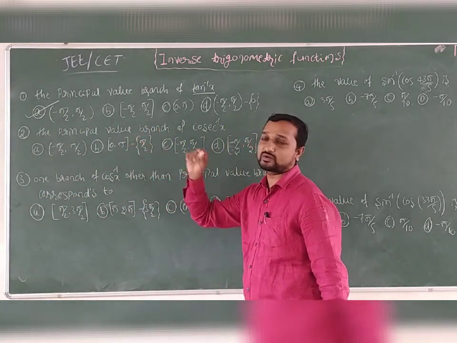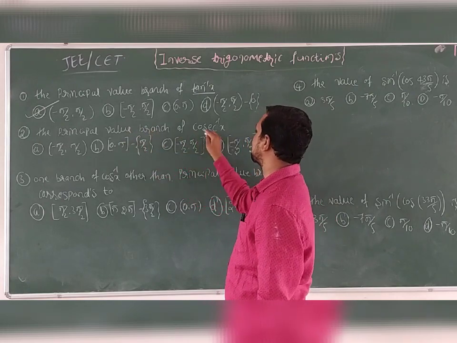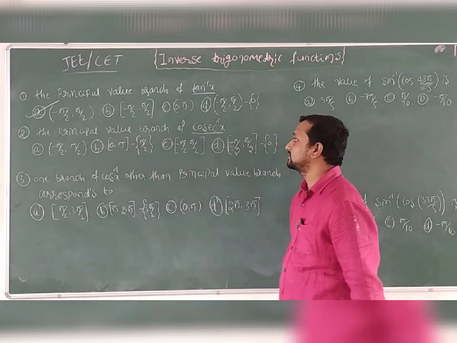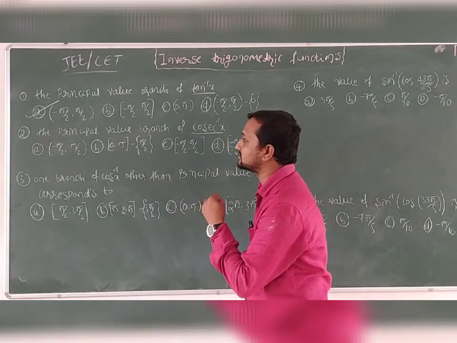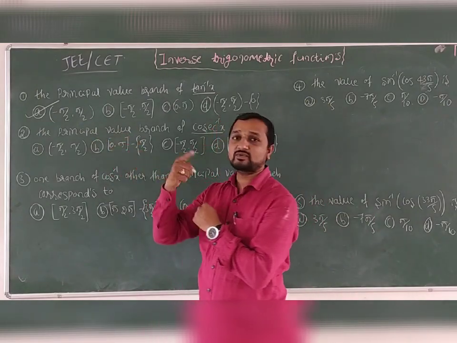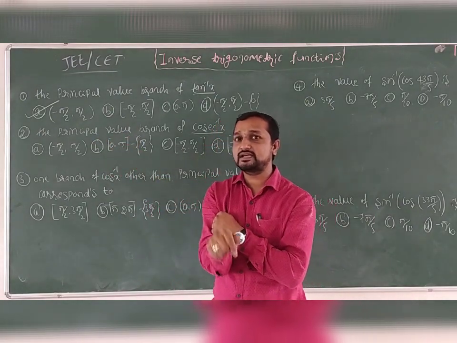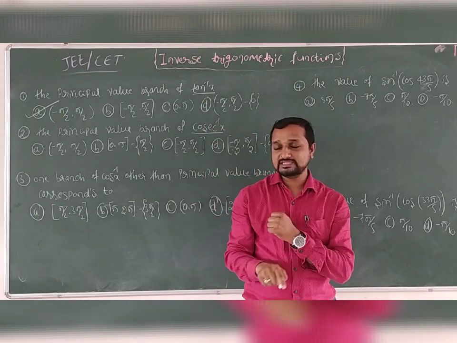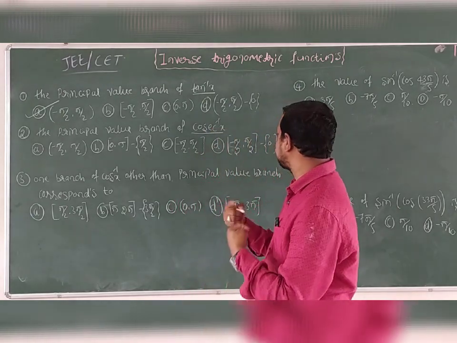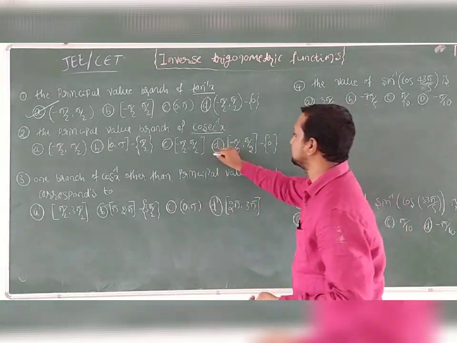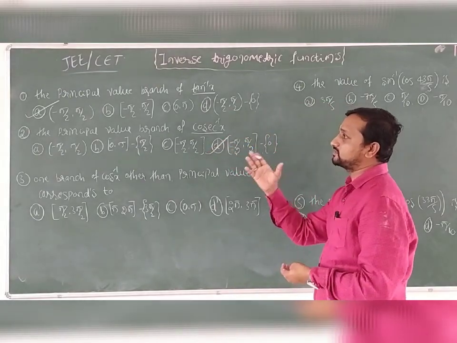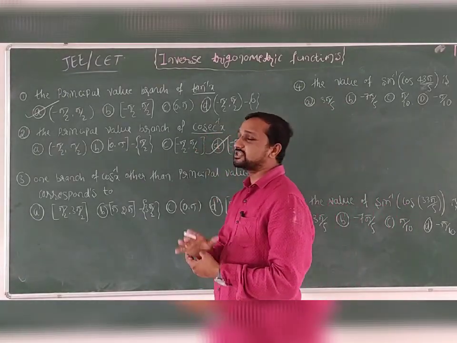Here also this is a standard formula. The principal value branch of cosec inverse x. What is the principal value? The principal value is nothing but the range of cosec inverse x. The range of cosec inverse x is the closed interval minus pi by 2 to plus pi by 2 except 0. So this is the range or principal value range. These are very easy questions.